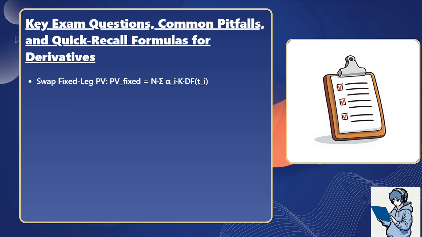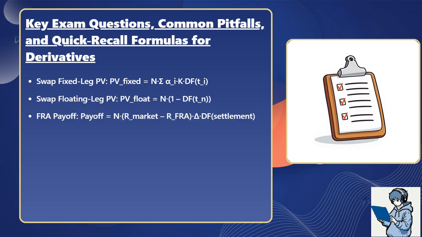Swap fixed leg present value: PV fixed equals N times the sum over i of alpha i times K times DF of Ti. Swap floating leg present value: PV float equals N times (1 minus DF of TN).